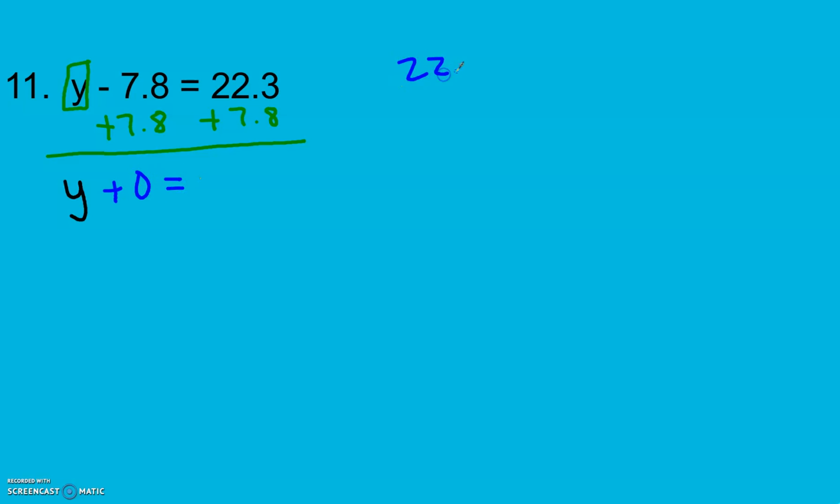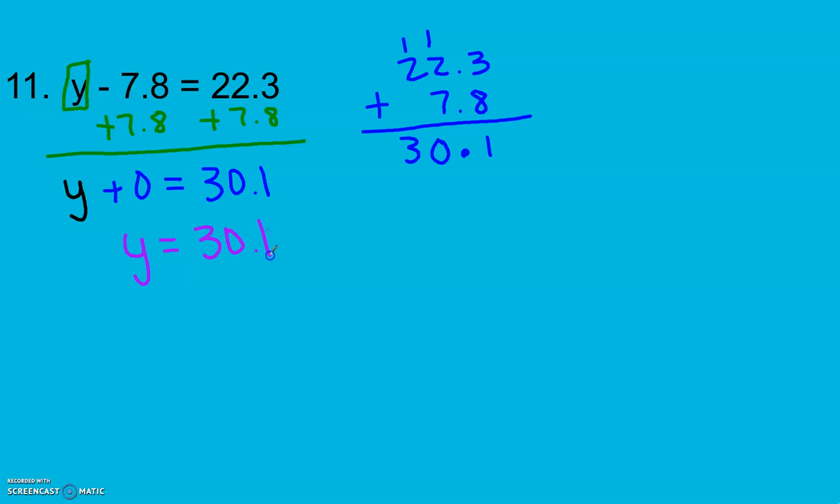Here I have 22.3 and 7.8. I line up those decimals. I look, they're both positive. Same signs, I find the sum. So I bring down my decimal. 3 plus 8 is 11, carry the 1. 1 plus 2 plus 7 is 10, carry a 1, and 3. So I get 30.1. I look here, they're both positive, so my answer is positive. So a number plus 0 is just itself, and I get y equals 30.1.